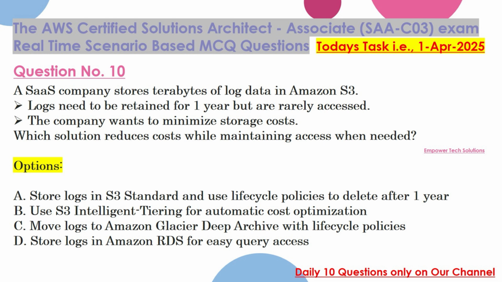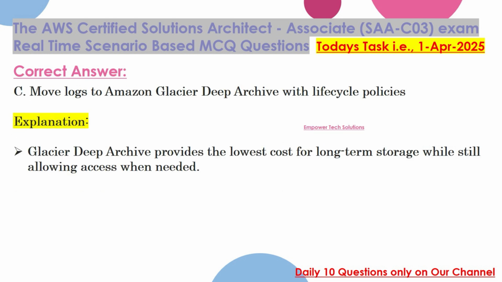Options: A. Store logs in S3 Standard and use lifecycle policies to delete after 1 year. B. Use S3 Intelligent-Tiering for automatic cost optimization. C. Move logs to Amazon Glacier Deep Archive with lifecycle policies. D. Store logs in Amazon RDS for easy query access. Correct answer: C. Move logs to Amazon Glacier Deep Archive with lifecycle policies.